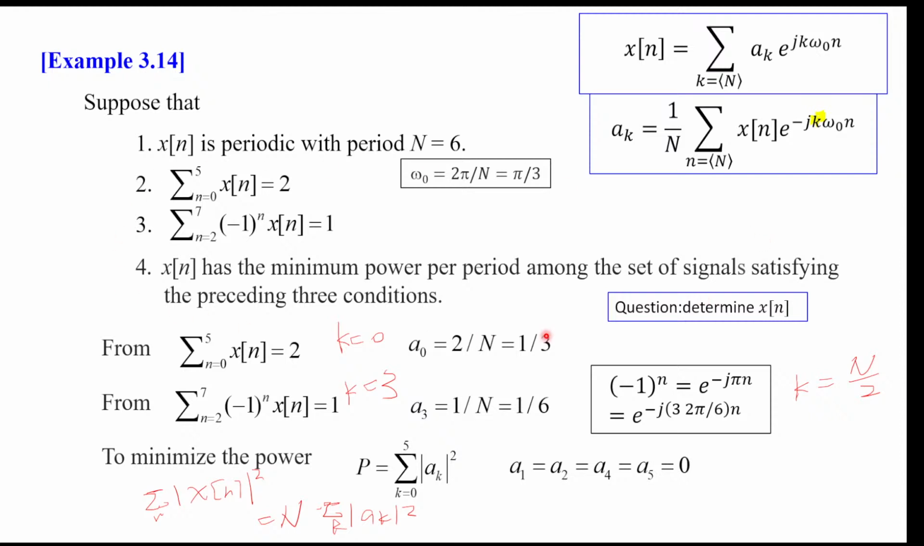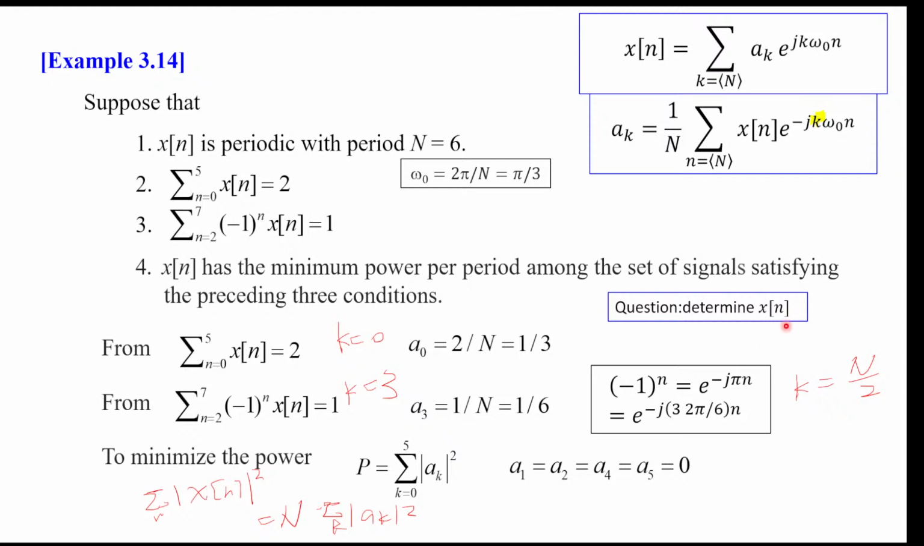So we have a bit of cryptic conditions here. First one is the summation over small n of x[n] equal to 2. Then second, sorry, I should talk through the range. Summation small n from 0 to 5, x[n] equal to 2. And third condition, summation small n from 2 to 7 of (-1)^n x[n] equal to 1. And the fourth condition, x[n] has minimal power per period among a set of signals satisfying all three conditions. Okay, and the question is to determine x[n].